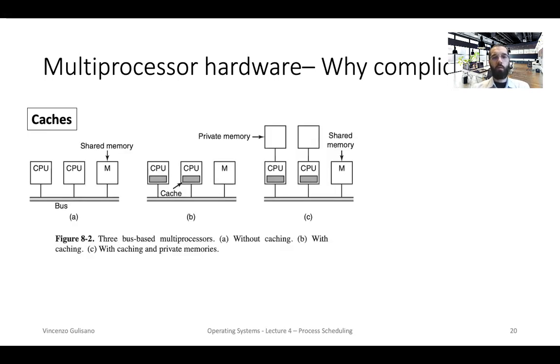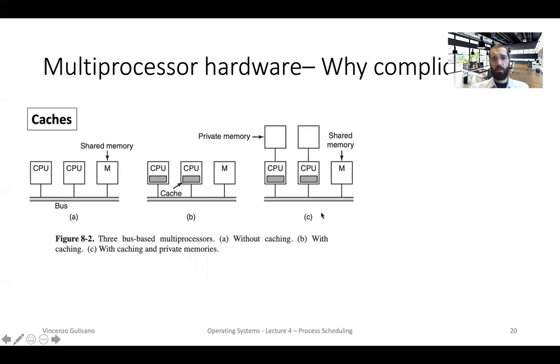So here we have three different organizations of CPU and memory. The first one has just two CPUs and some shared memory they can access. Then we have a second one, the same thing, but now each CPU also has a private cache, a smaller memory where it can keep recent data that it is accessing. For example, a block of instructions, so that when you need to fetch the next instruction, you have it already there instead of going back and forth to the memory every time.